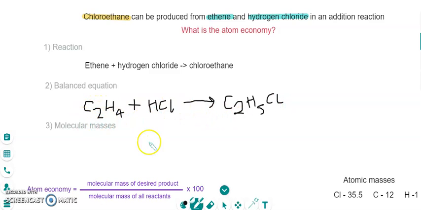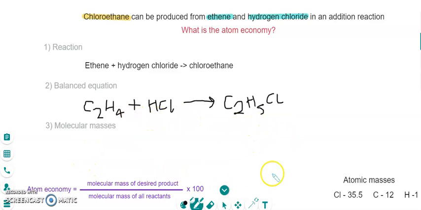Is this equation balanced already? Yes it is. So we have 2 carbons on the left hand side and 2 on the right. 1, 2, 3, 4, 5 hydrogens on the left hand side and 5 on the right. And then 1 chlorine on the left hand side and 1 on the right. So we now know that our equation is balanced.